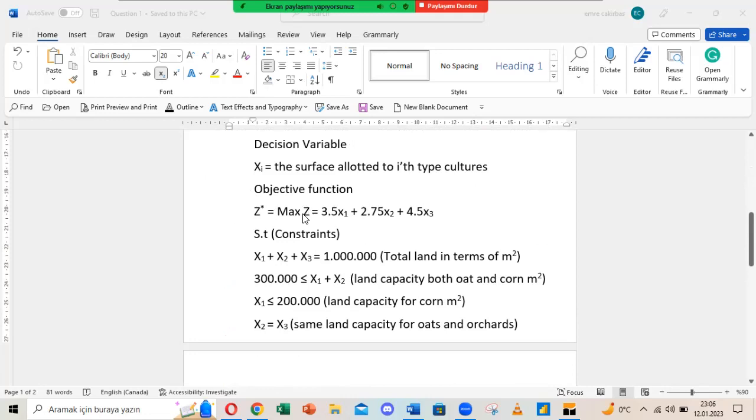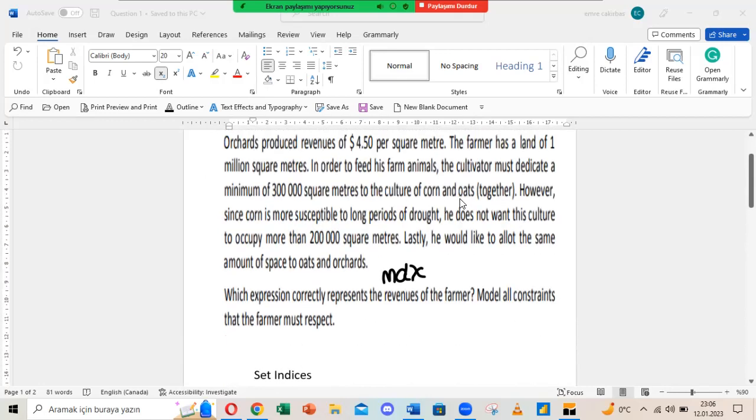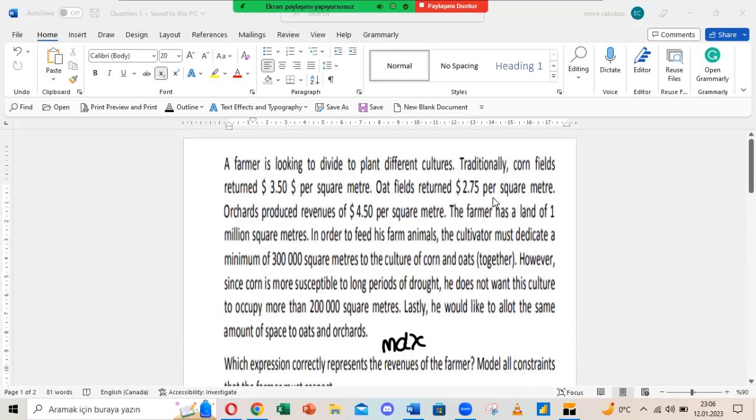And we can write constraints. There is a total field capacity in terms of square meters. The farmer has a land of 1 million square meters. This is the total land we can use.